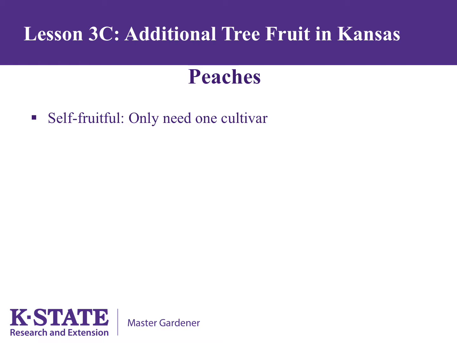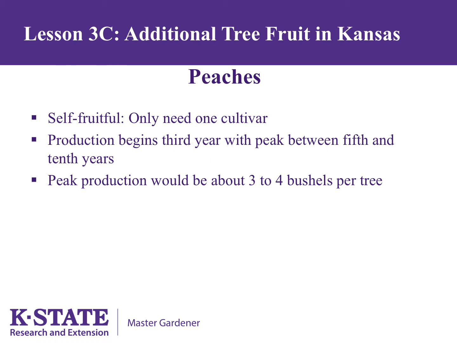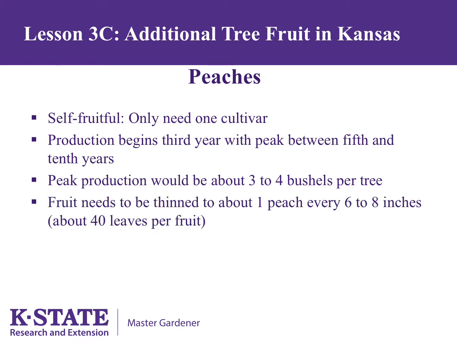Peaches are self-fruitful, so only one cultivar is needed for fruit. Production begins the 3rd year and peaks between the 5th and 10th years, with peak production being 3 to 4 bushels per tree. In order to produce the best quality fruit, peaches should be thinned to a peach every 6 to 8 inches. Peaches will often bear in clusters, but that is not a problem as long as there are about 40 leaves per fruit.